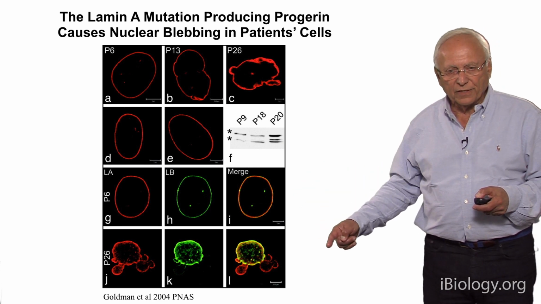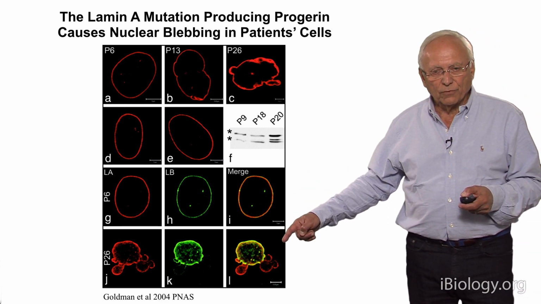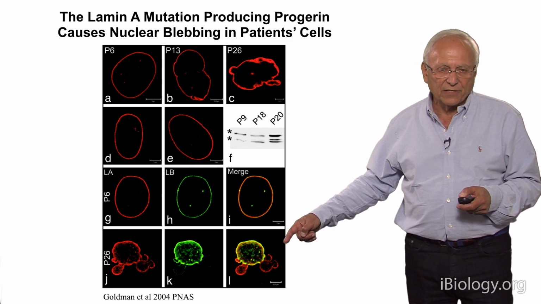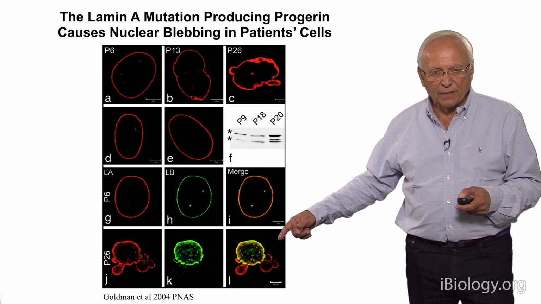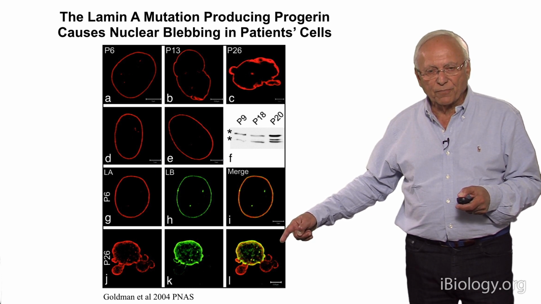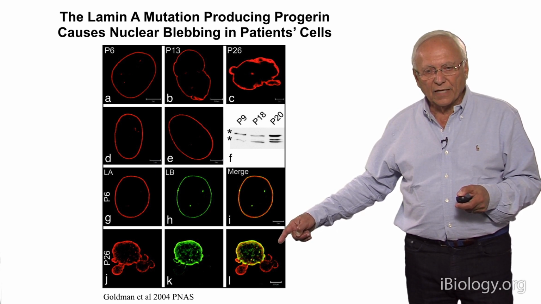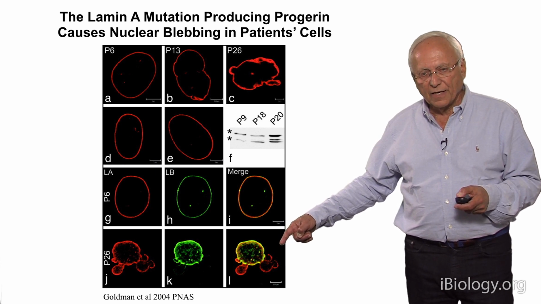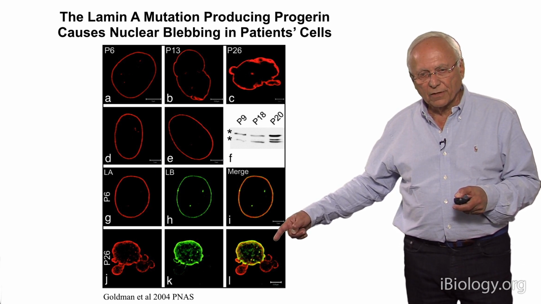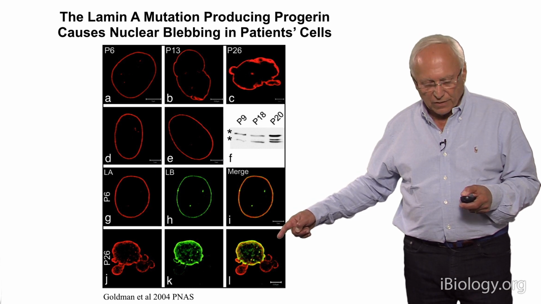And one other point that I want to make is that we noticed very early on in late passage cells, which have highly blebbed nuclei, that there's a separation between lamin A and B. Here lamin A is seen in red by immunofluorescence, and the B-type lamins, B1 and B2, are seen in green.